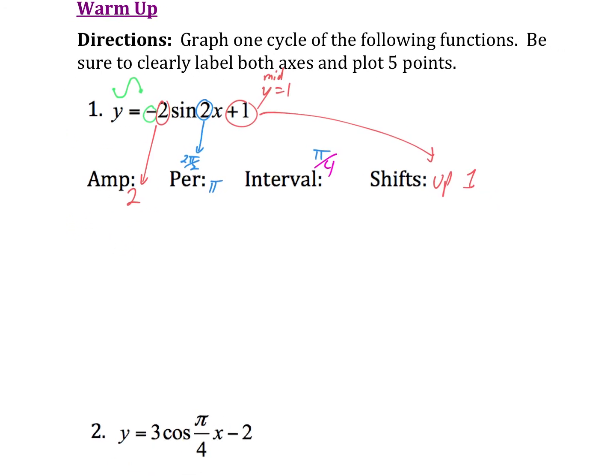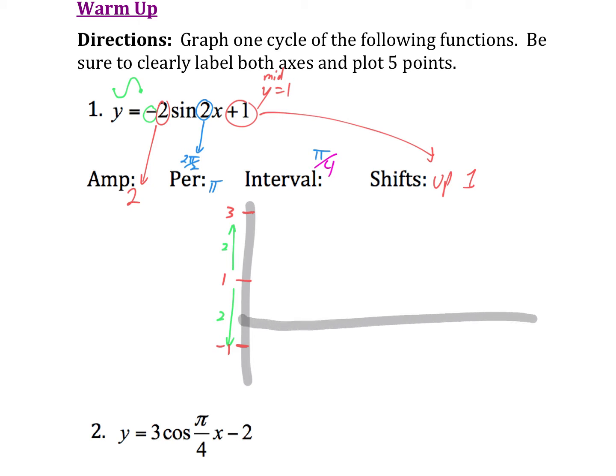So let's start sketching. First, we'll start off with the y-axis. My midline is at 1. My amplitude is 2, so I'm going to go up 2 and go down 2. If I go up 2, I'm at 3, and if I go down 2, I'm at -1. I don't need all those in-between dash marks. You can put them if you want, but you don't need them. This means my x-axis would be right about here, so I'll sketch in my x-axis right about there.